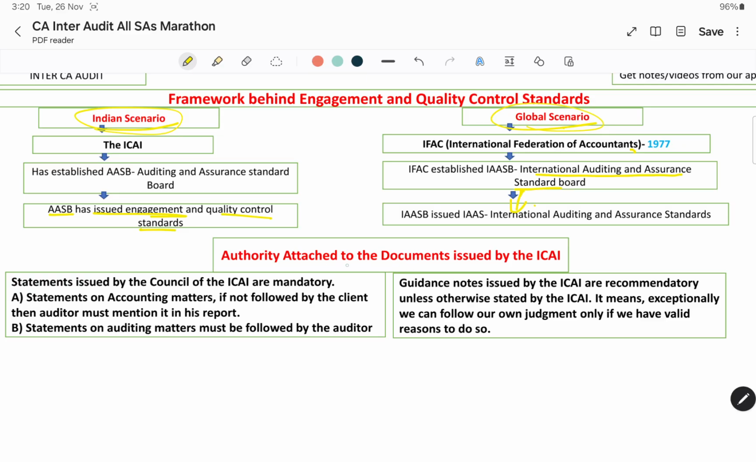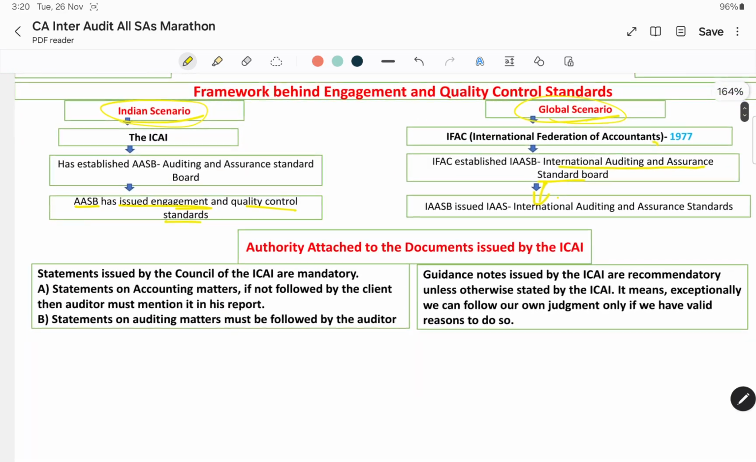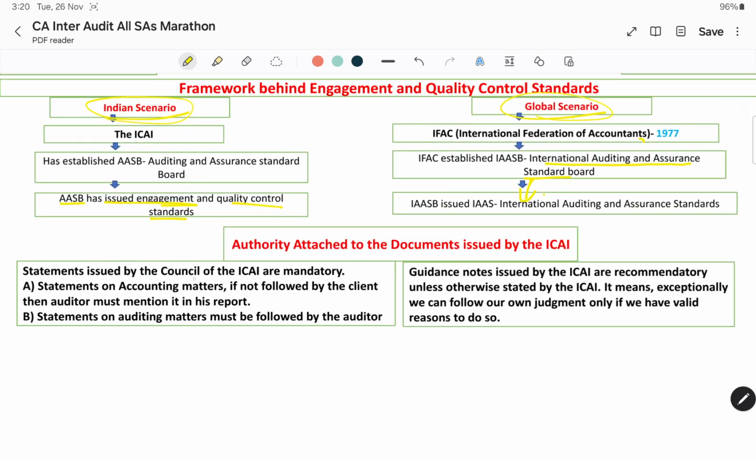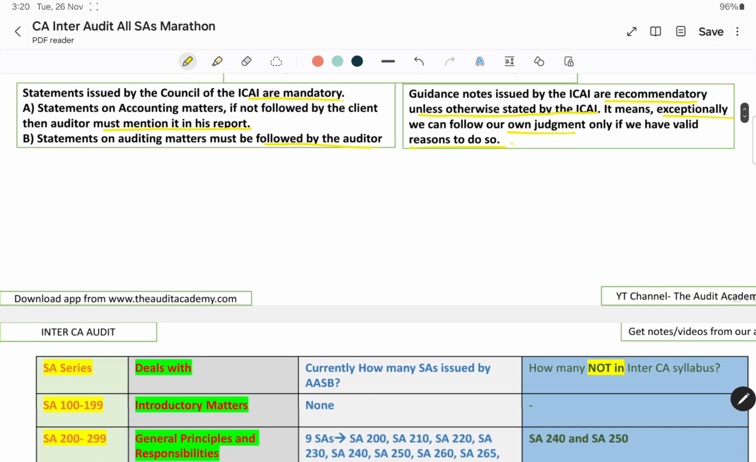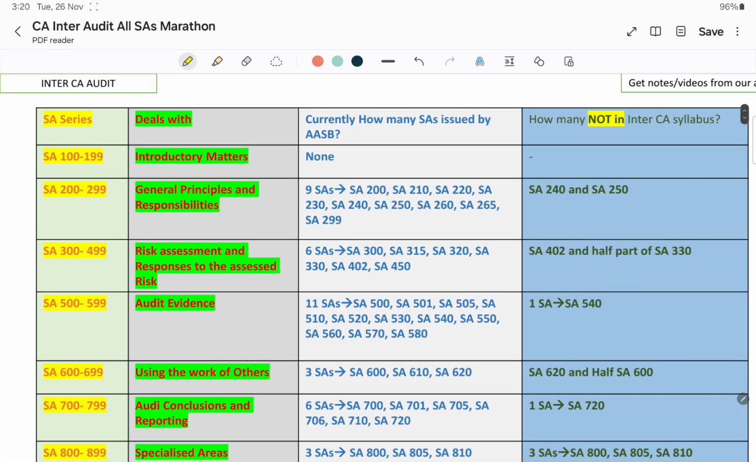Authority attached to the documents issued by the ICAI. Statements issued by the Council of ICAI are mandatory. Statements on accounting matters, if not followed by the client, then the auditor must mention it in his report. Statements on auditing matters must be followed by the auditor. Guidance notes issued by the ICAI are recommendatory unless otherwise stated by the ICAI. It means exceptionally we can follow our own judgment only if we have a valid reason to do so. Otherwise, we have to follow the guidance note.